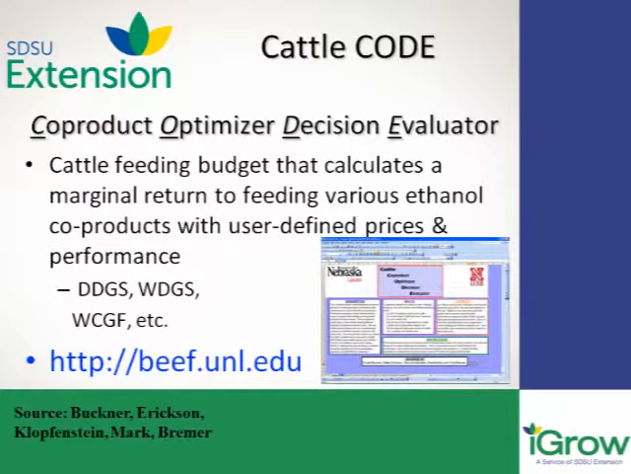One of the tools that's available out there is a spreadsheet tool called Cattle Code, which stands for Co-Product Optimizer Decision Evaluator. Essentially what it is, is a cattle feeding budget that incorporates some of these issues with ethanol co-products in there, like I've been talking about, along with other prices that you define specific to your operation. If you're interested, you can pick up a copy of that spreadsheet free of charge at beef.unl.edu.